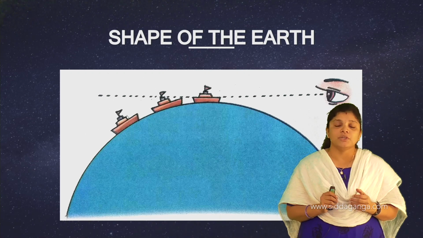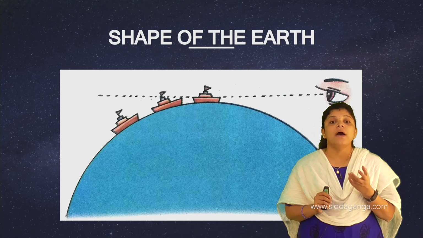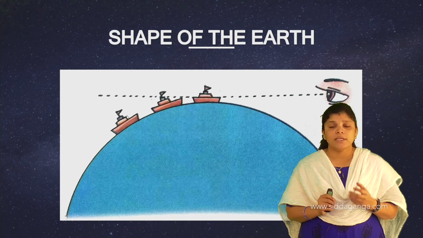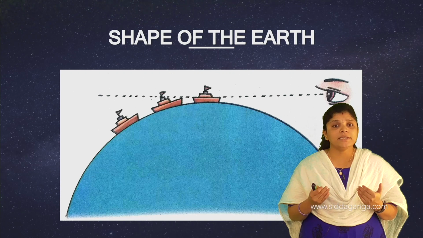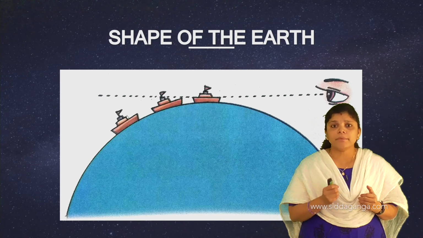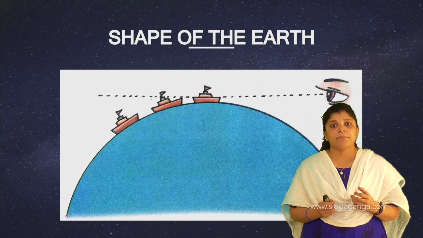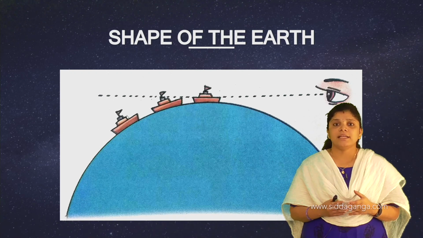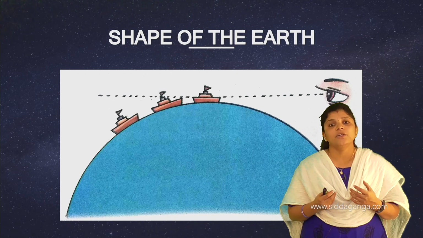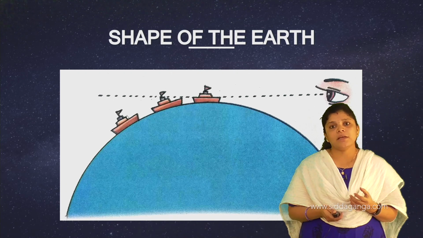Which one? Our earth. Do you know who proved our earth is round in shape? Our famous Indian astronomer Aryabhatta thought our earth is round in shape. But the sailors also told us that our earth is a round shape.